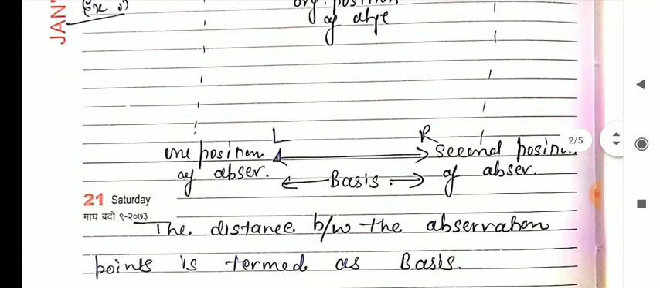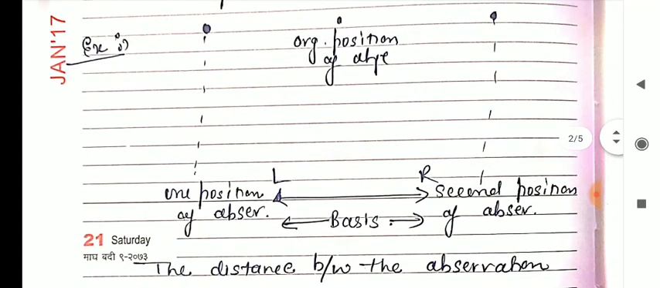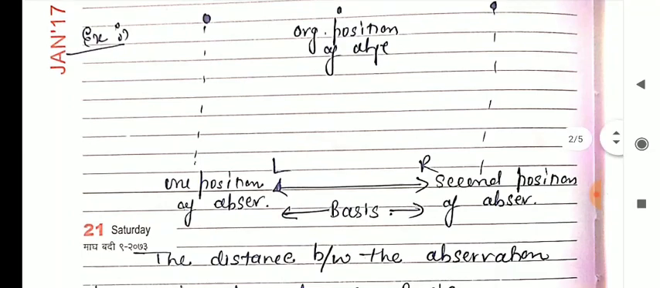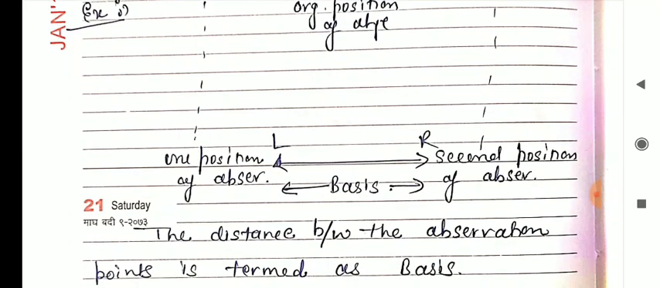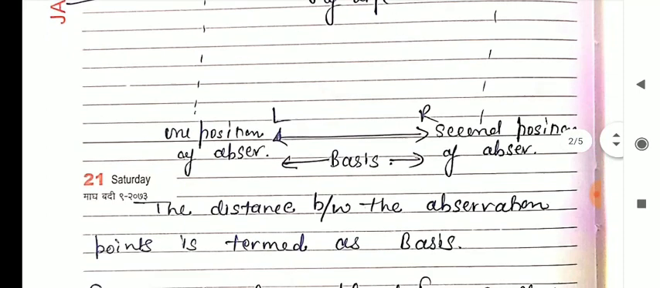So we observe that L and R, the distance between the two different observation points, is treated as the basis. What is the basis? The distance between the two different observation points is treated as the basis.